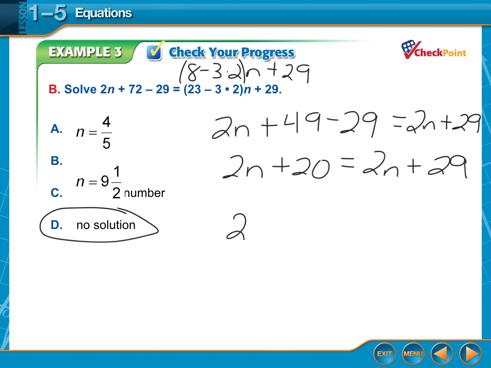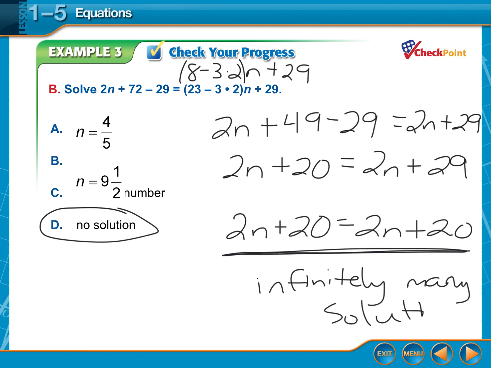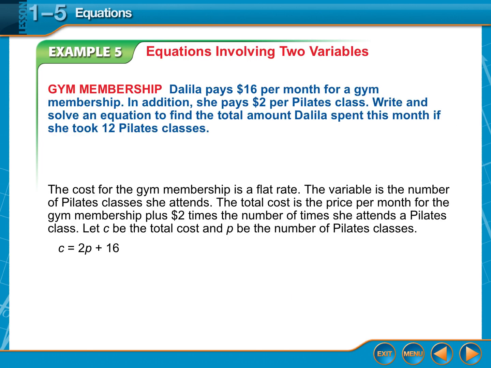What if I had 2n plus 20 equals 2n plus 20? How can I put that as an answer? Did I just put solution? No. So if this was true, I want you to put infinitely many solutions. If that ever happens, I want you to put infinitely many solutions. Does that make sense? So any number you put in for n in that case would be true. Let's go to the next one.